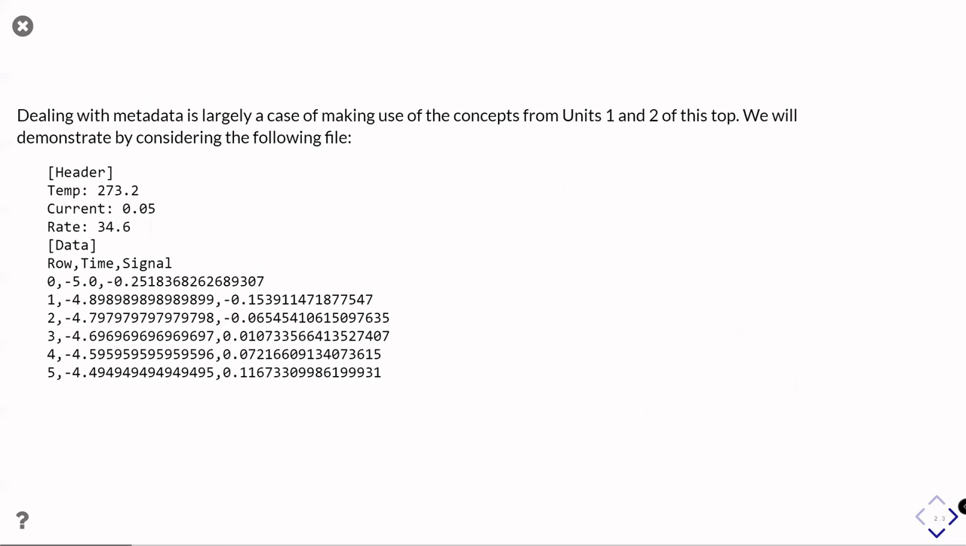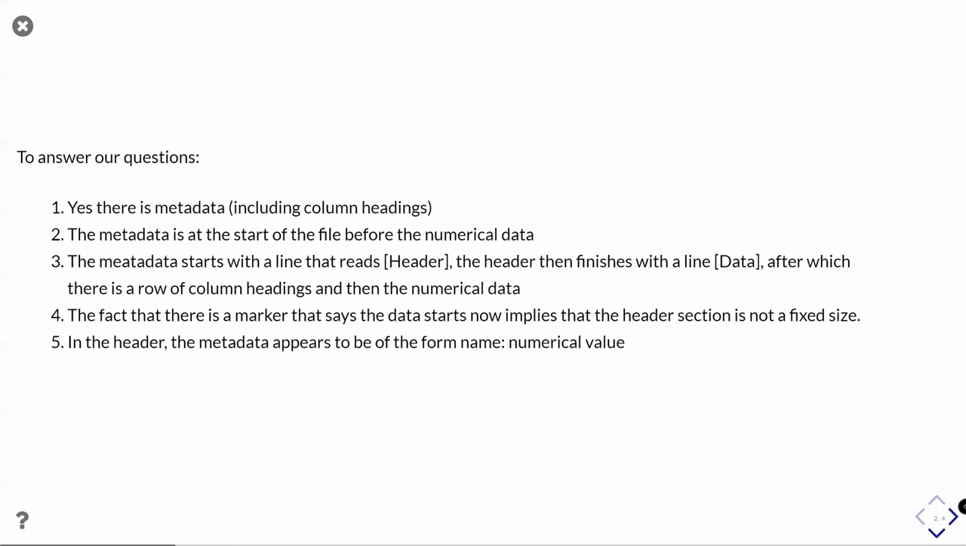So we're going to use the techniques and some of the stuff we learned in units one and two to try and have a go at processing this data. And this is the start of the data file that we're going to work with as an example. You can see here that there's a line that has header in square brackets that looks like it's probably telling us that this is the start of a header. There's then, in this case, three items of metadata, which seem to have a label and then a colon and then a number. And then there's a line with data in square brackets.